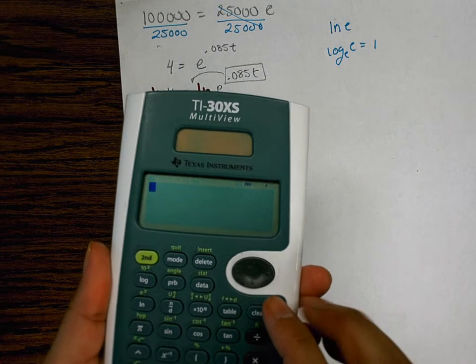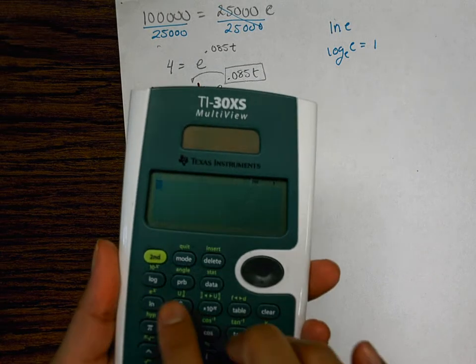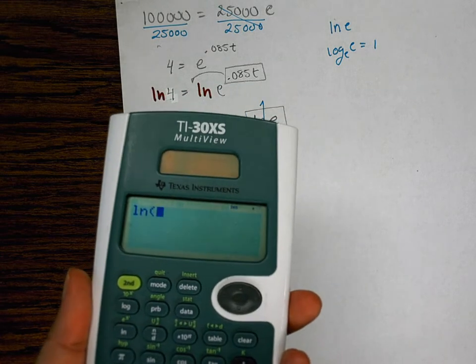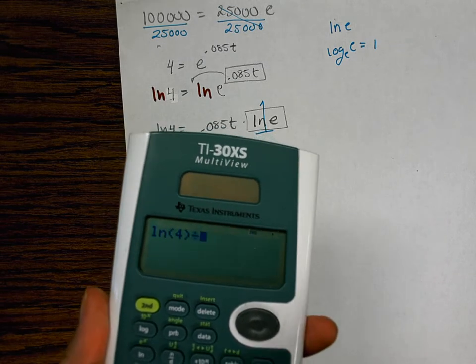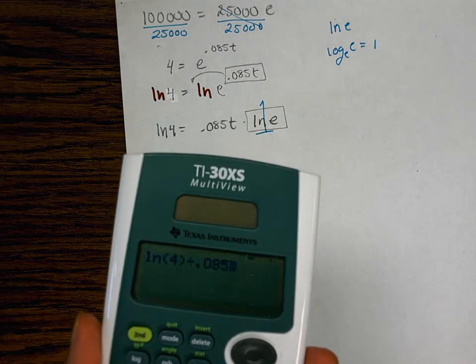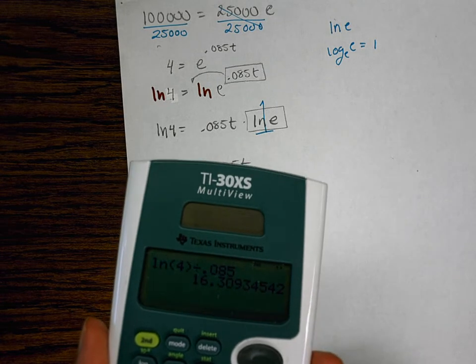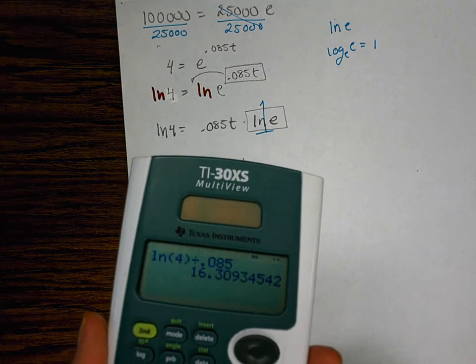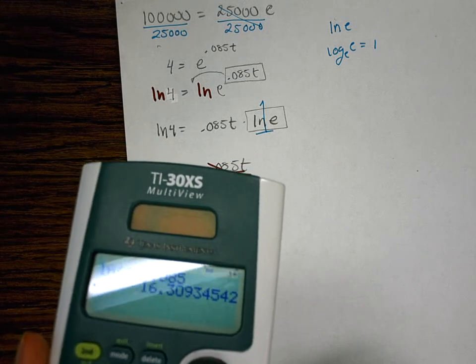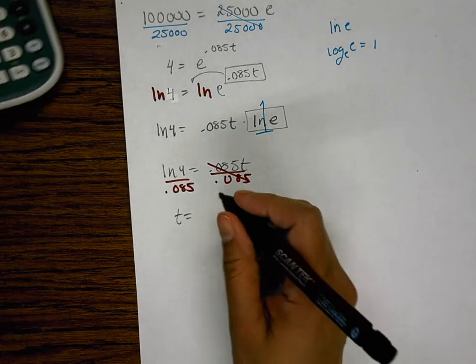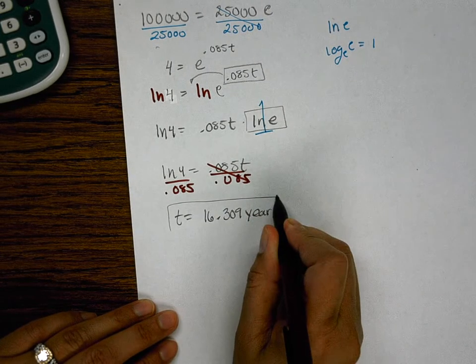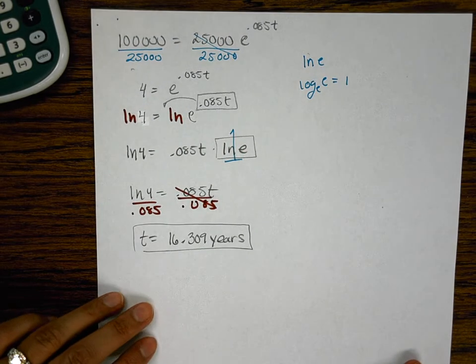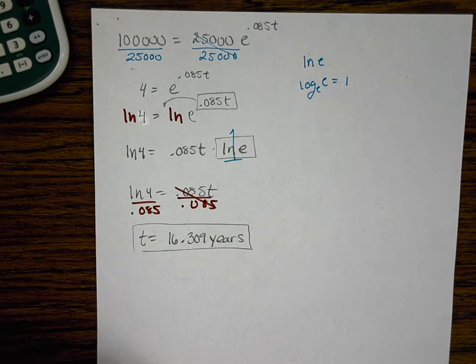So you have your scientific calculator ready and plug it in. I'm going to type in ln of 4, close parentheses, do not forget your close parentheses, divided by 0.085. 16.309 years. So like I said earlier, not near 4 like I had said in the previous video. Okay, so it takes 16.309 years for you to quadruple the amount you started with. All right, that is it for part 2 of this video.